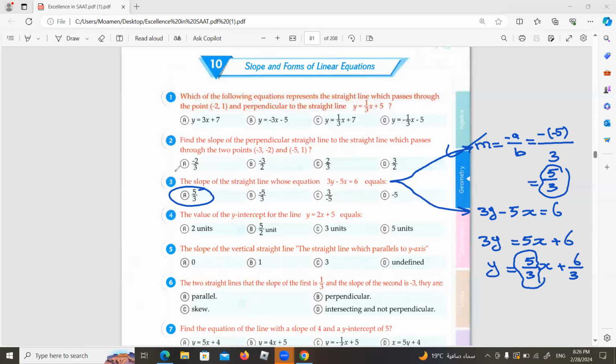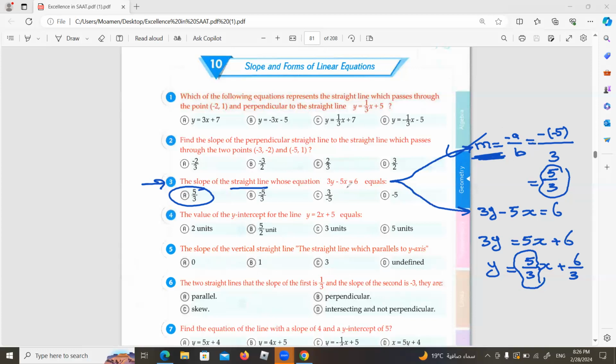No, we don't flip here. Here in number 3, we don't flip. He needs the slope. The slope of what? Of the straight line. I don't ask you to get the perpendicular line. I ask you about the slope. To get the slope in standard form, just write negative coefficient of x over coefficient of y.